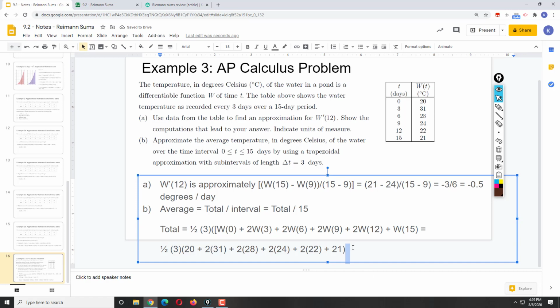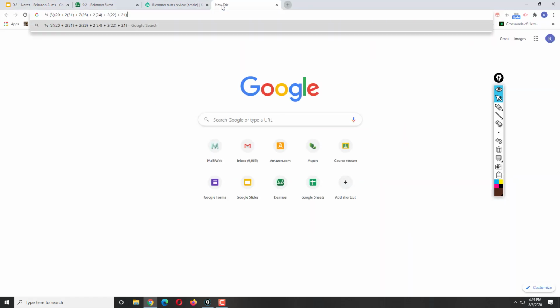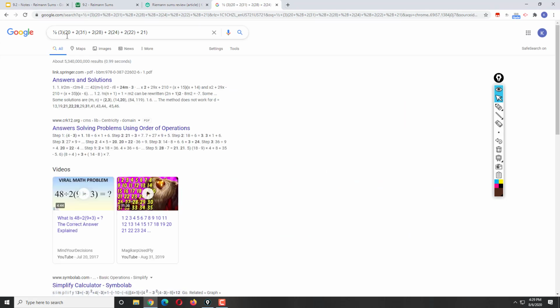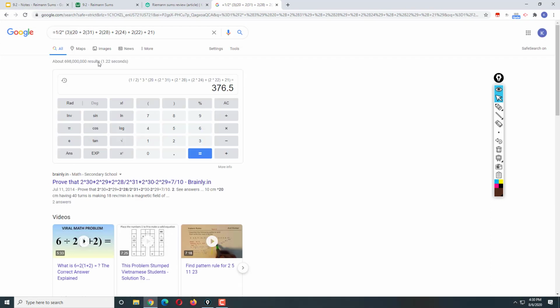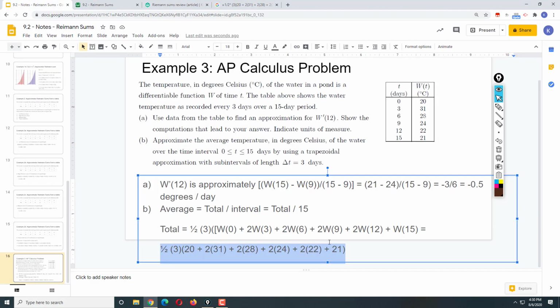Okay. I can plug this into a calculator. So we want this one, 1/2 times this, and we get 376.5. And that's total number of degrees. But we're not finished. That's the total.